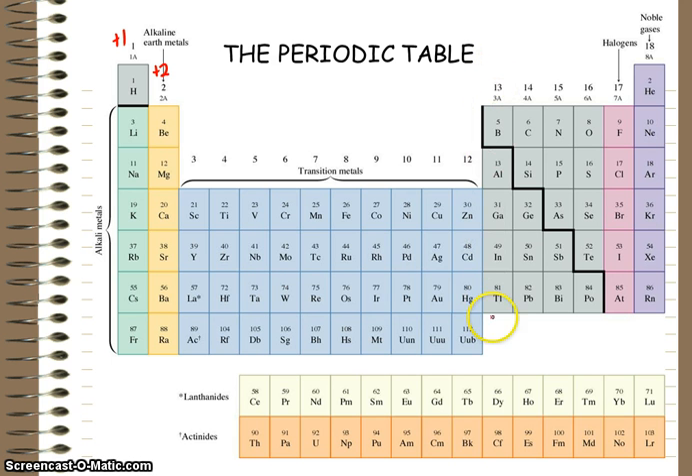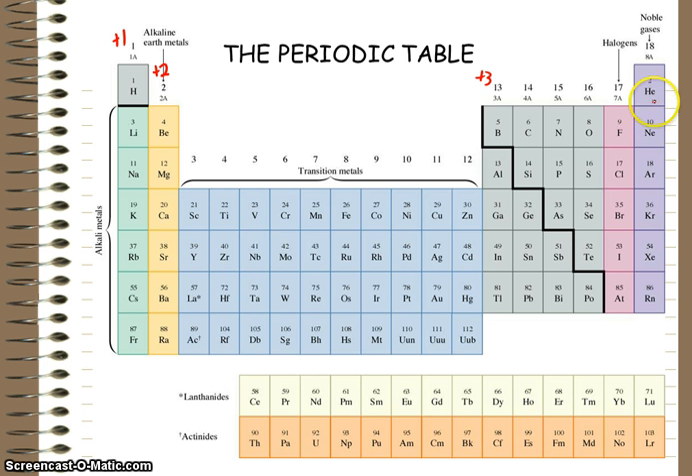But the elements that are in this group here, which is sometimes referred to as group 13, sometimes referred to as group 3, or sometimes it's called the boron group, has 3 valence electrons. And since it has 3 valence electrons, it's going to tend to lose those 3 valence electrons in order to become stable and form ions with a +3 charge.